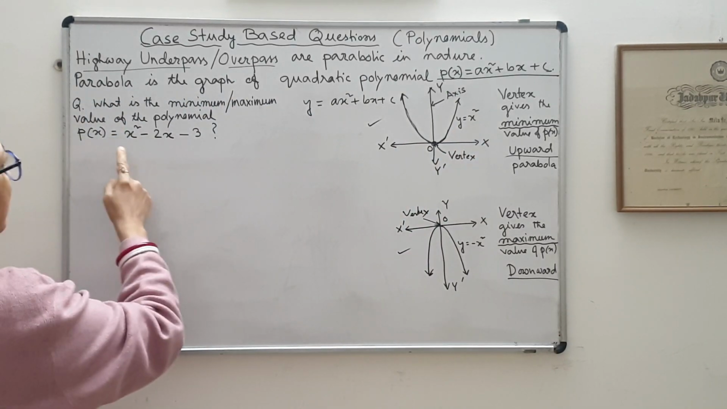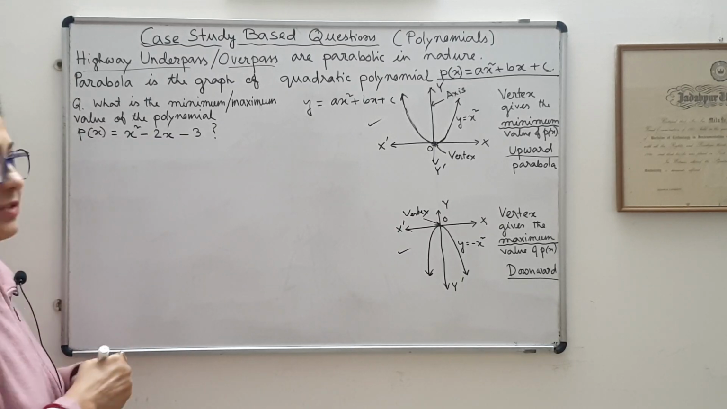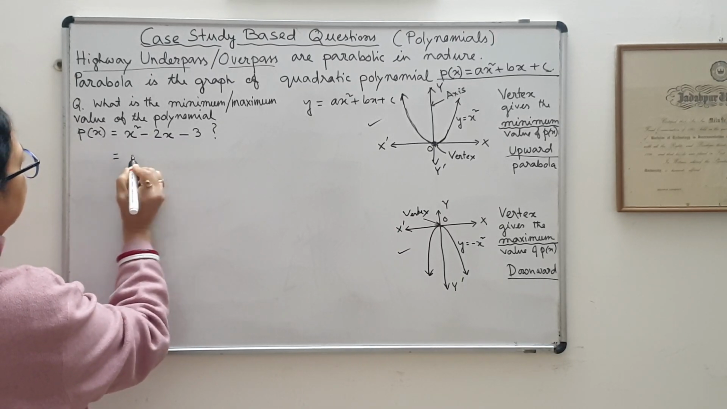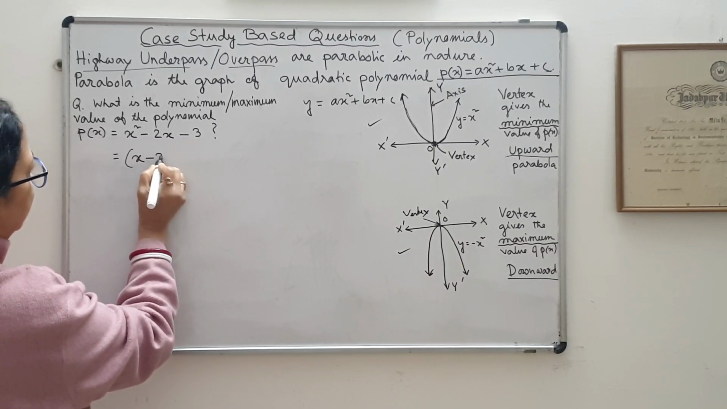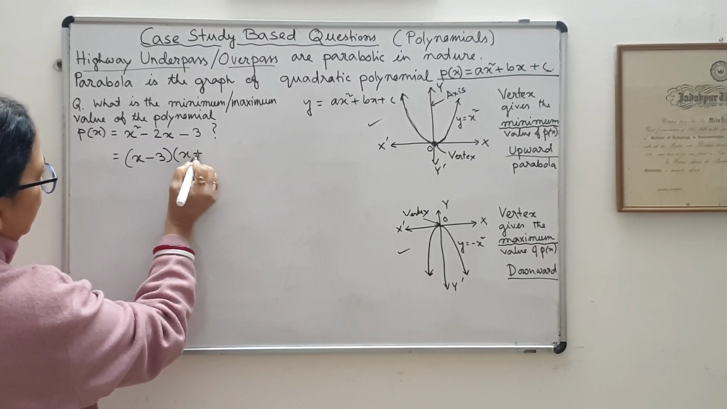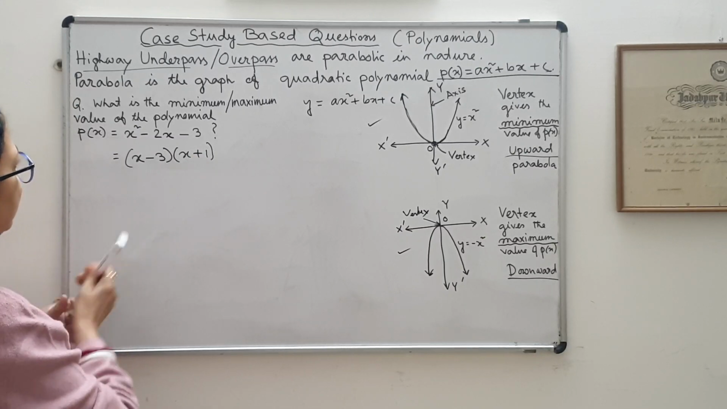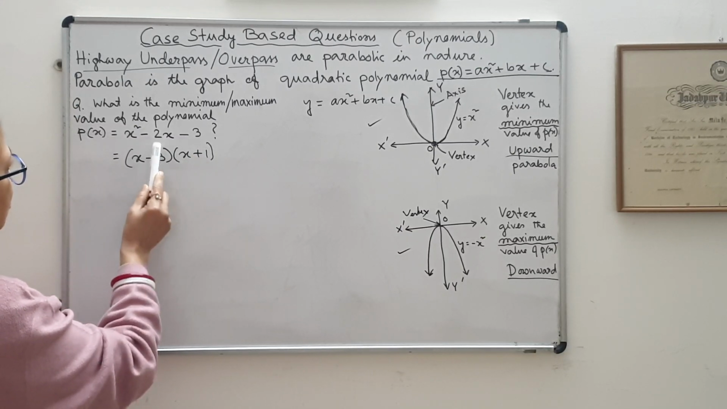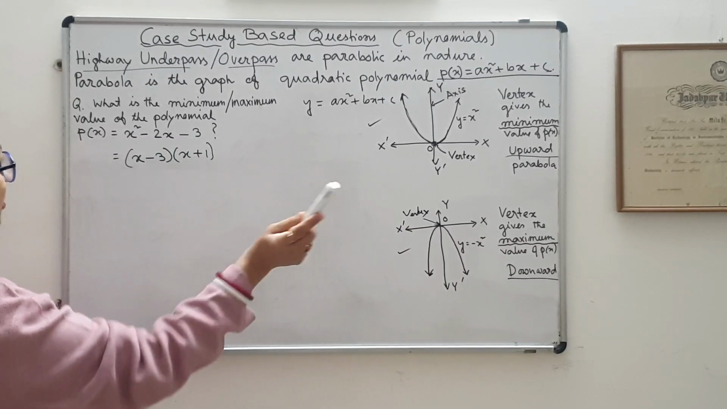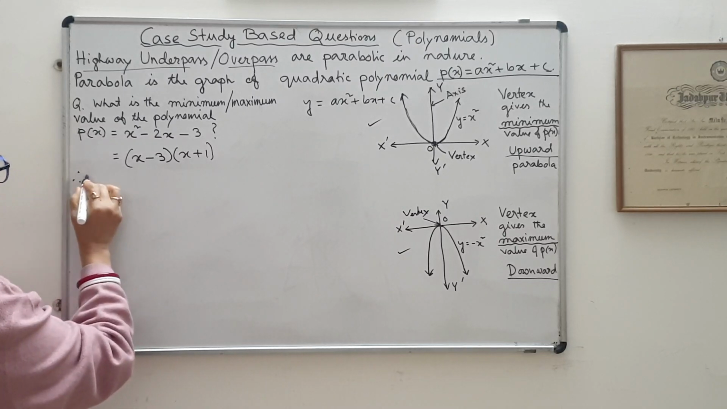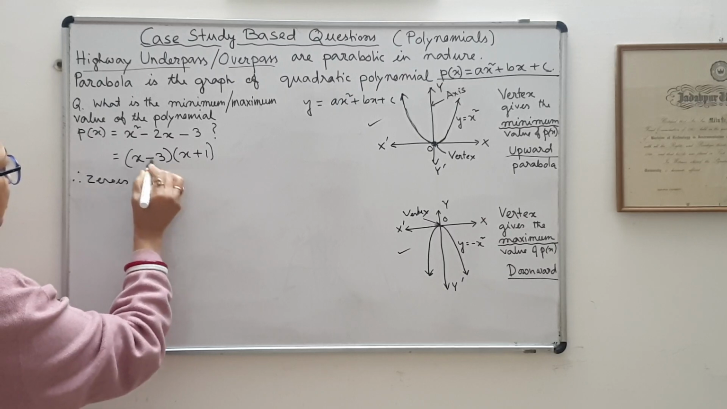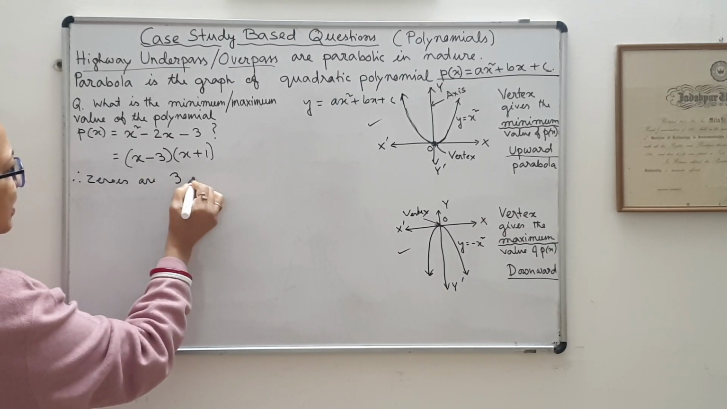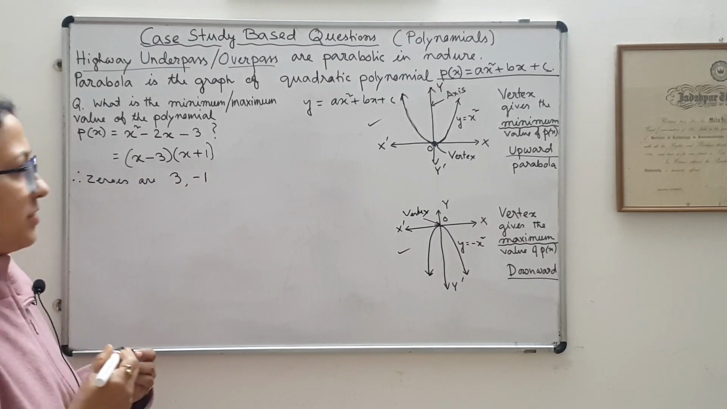First of all, let us factorize it to get the zeros. If I factorize, you can do it very easily: x minus 3 into x plus 1. This will be the factorization. Cross checking, minus 3 plus 1 is minus 2, and minus 3 into 1 is minus 3. So I have cross checked. Therefore the zeros are, from this I will get 3 and from this I will get minus 1. This is how you get the zeros.